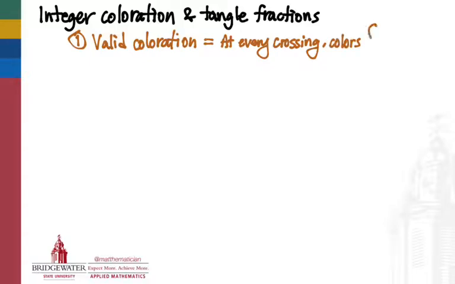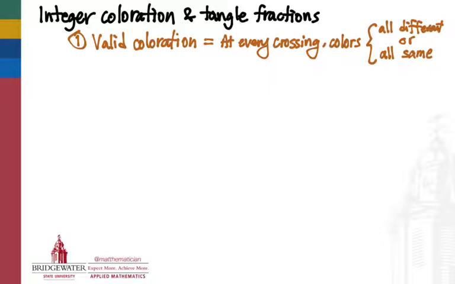So there's two possibilities. They are either all different or all the same, right? And we can mix and match. Some of the crossings might have all different colors and some others might have all the same colors. But every crossing needs to meet one of those two criteria in order for the coloration to be valid.